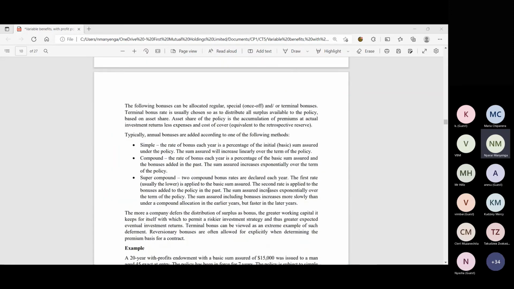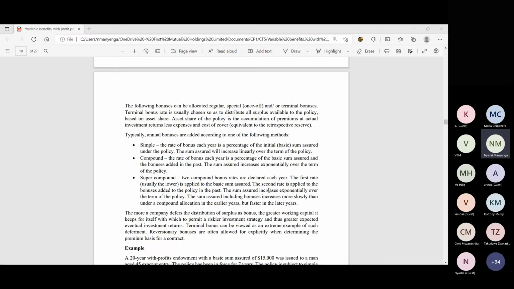So in terms of how these bonuses can be allocated to policies, they can be allocated as regular bonuses. You would see that the practice in the life assurance industry is that regular bonuses are awarded. For example, for pensioners, pension increases at the end of the year, which then just increase the pension amount of that pensioner.